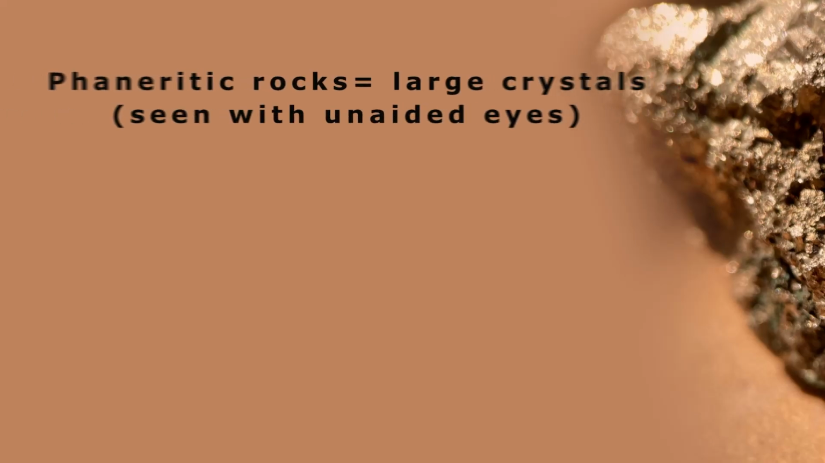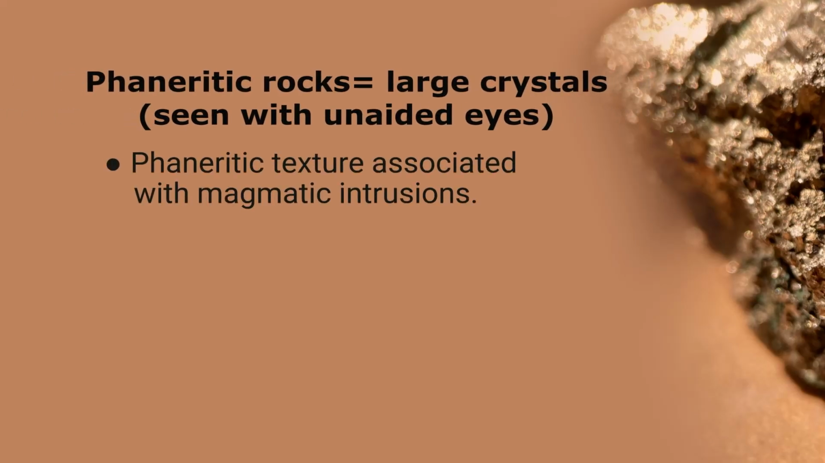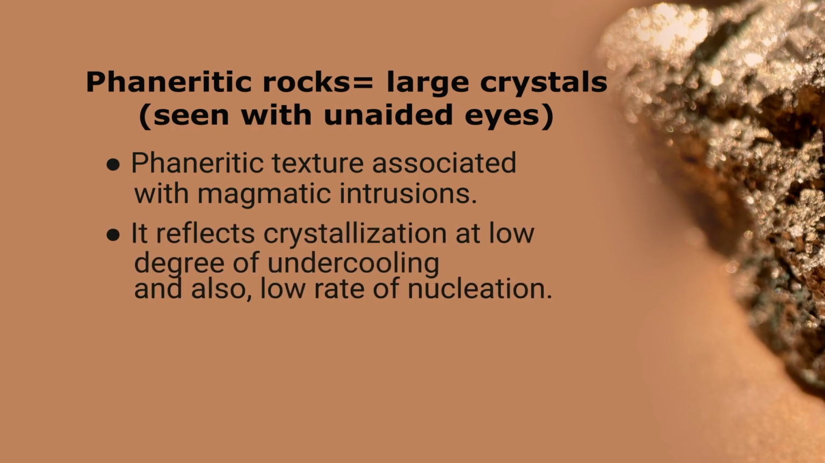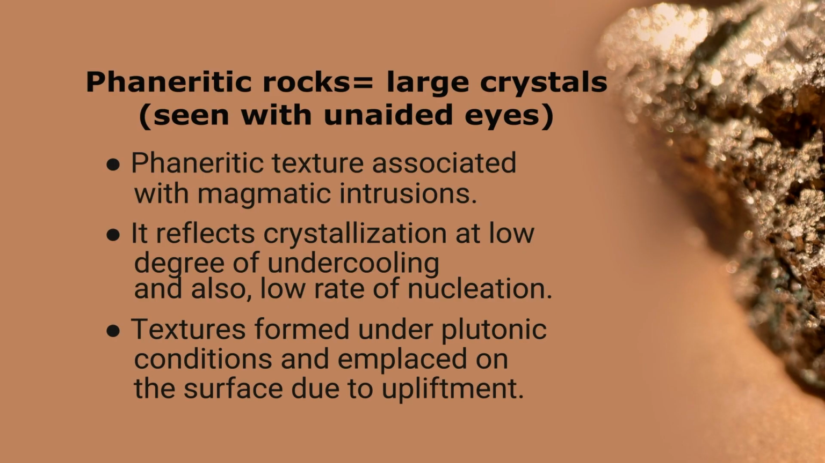Now phaneritic rocks, that means large-size crystals seen with unaided eyes, have phaneritic texture associated with magmatic intrusions. It reflects crystallization at a low degree of undercooling and also a low rate of nucleation. Nucleation rate is always low. These are textures formed under plutonic conditions and emplaced on the surface due to upliftment.